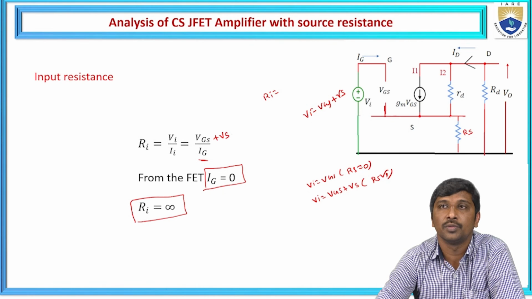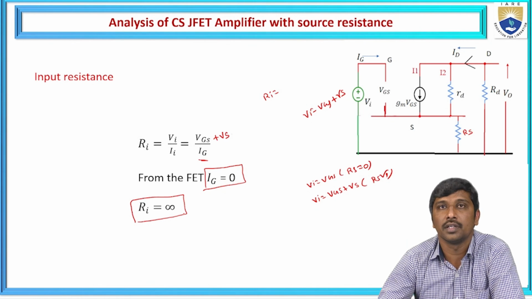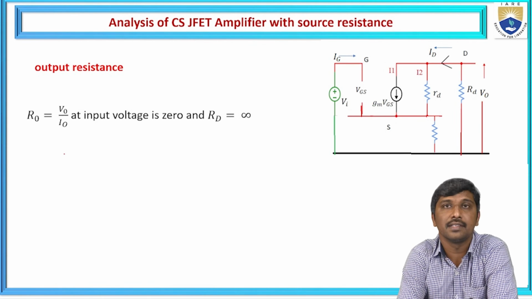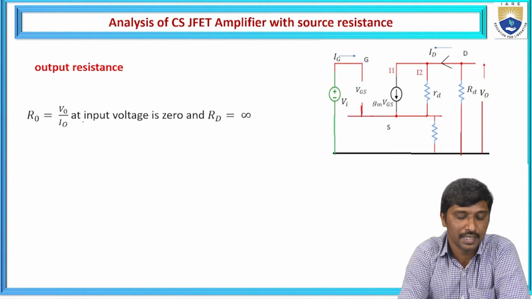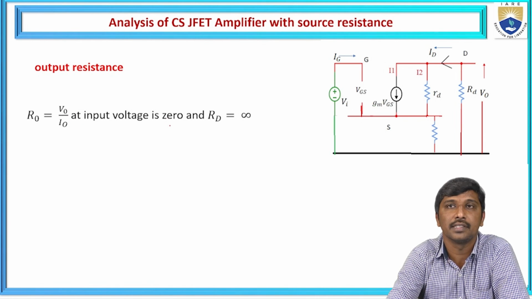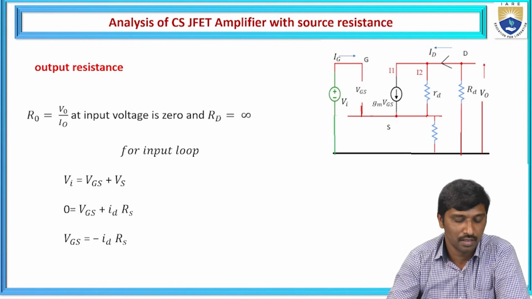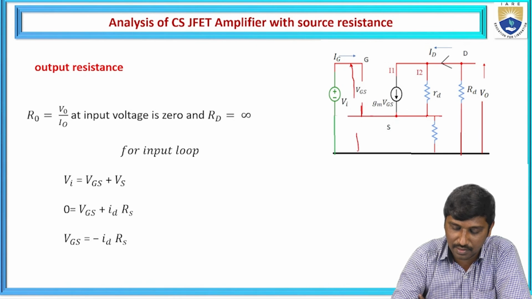Whatever it may be, to drive the amplifier we need to offer a very large input impedance for this FET configuration. And now, similarly, we need to find the output impedance. The output impedance is defined as the ratio of output voltage to output current while considering the input voltage is 0. At this point, this RD becomes infinite.